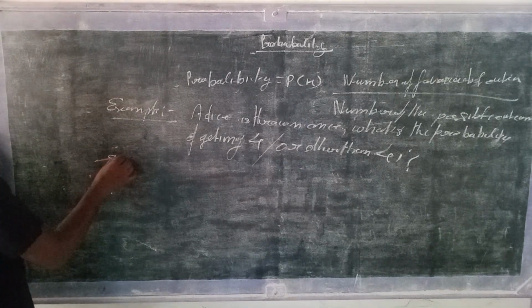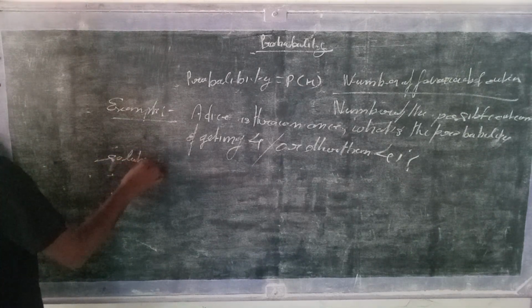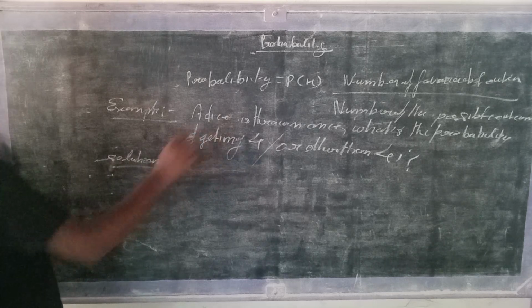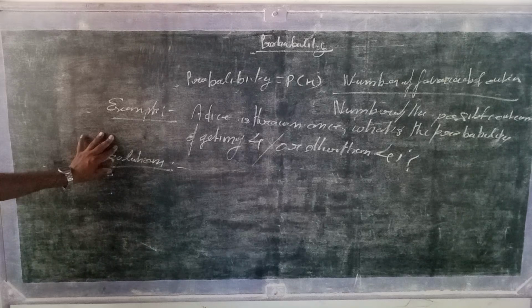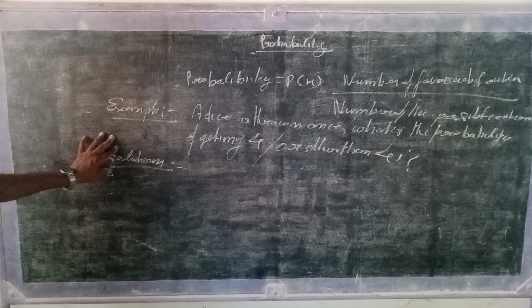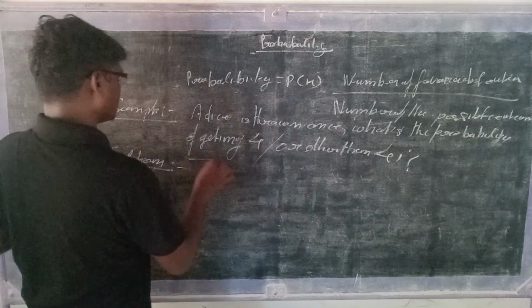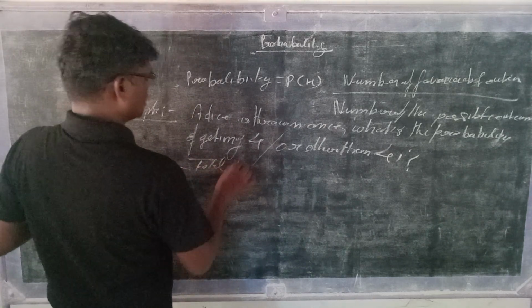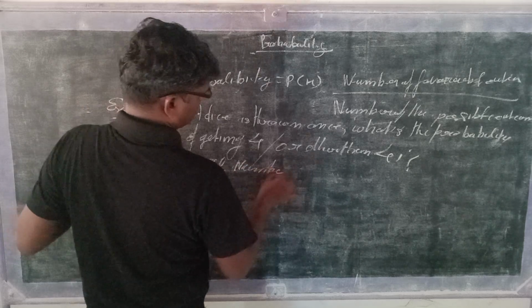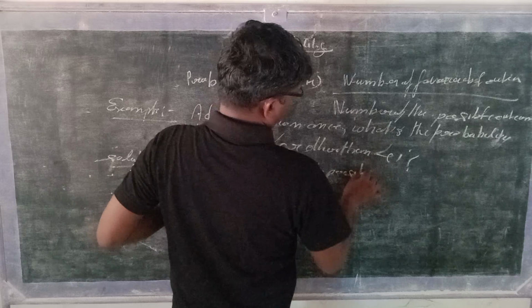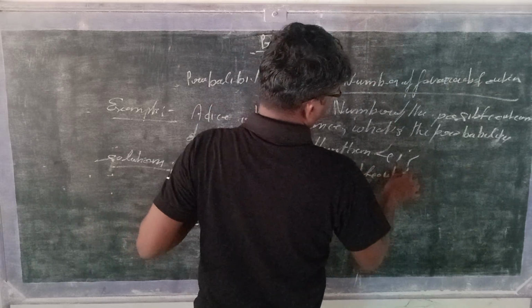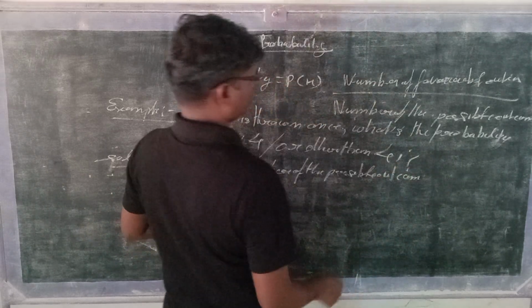Solution. We write the solution. Here we have given the heading of the solution, and with the help of the heading we will write what the total number of possible outcomes is. What will be the total number of possible outcomes in a dice?